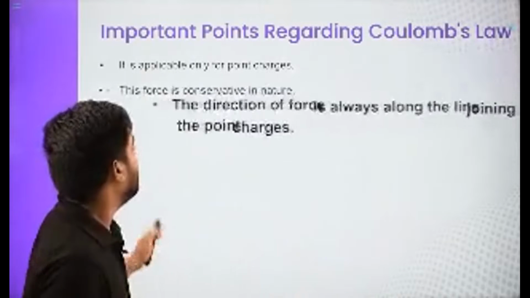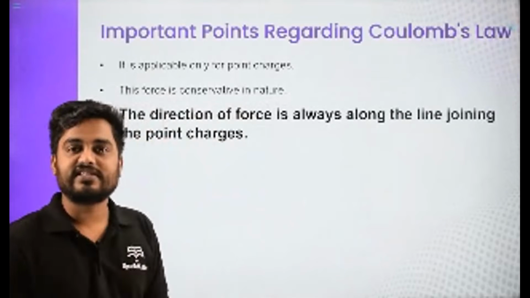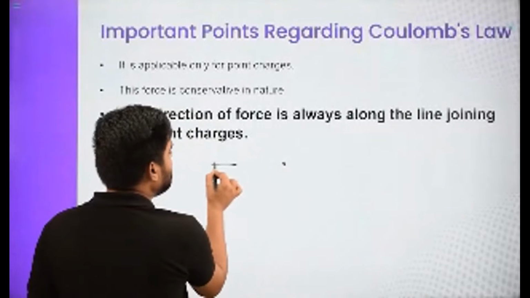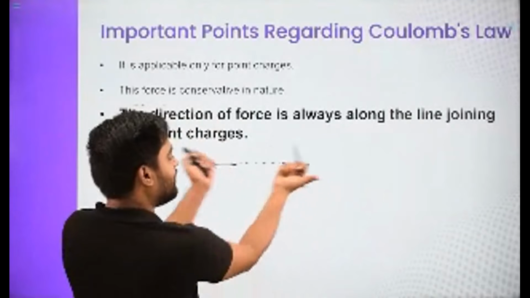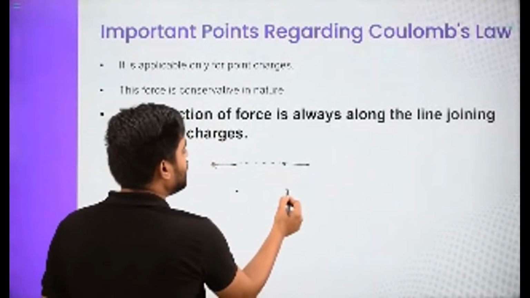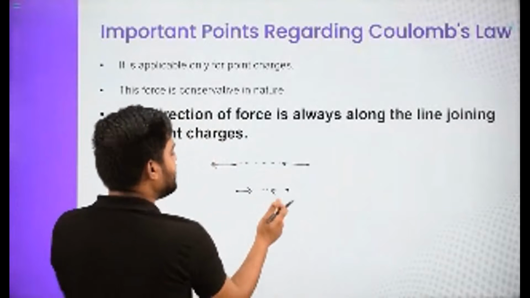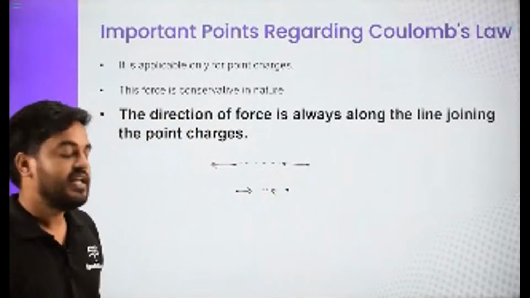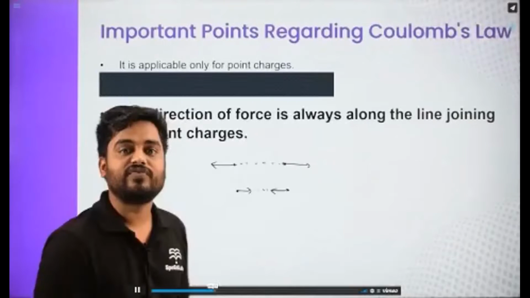Now, the direction of force is always along the line joining the point charges. So, if these are two like charges, then they will repel each other, so the direction of these forces is away from each other along the line joining them. And if these two are unlike charges, then they will attract each other. Again, the direction of these forces is along the line joining them. So, the direction of these forces is always along the line joining them. It might be away or it might be towards each other. That depends on the nature of the charges.